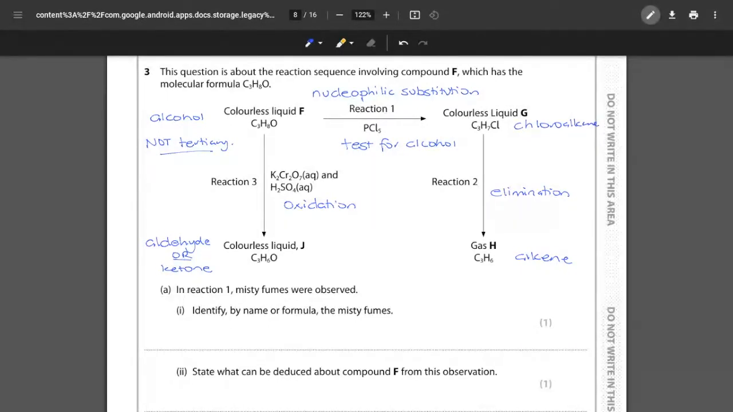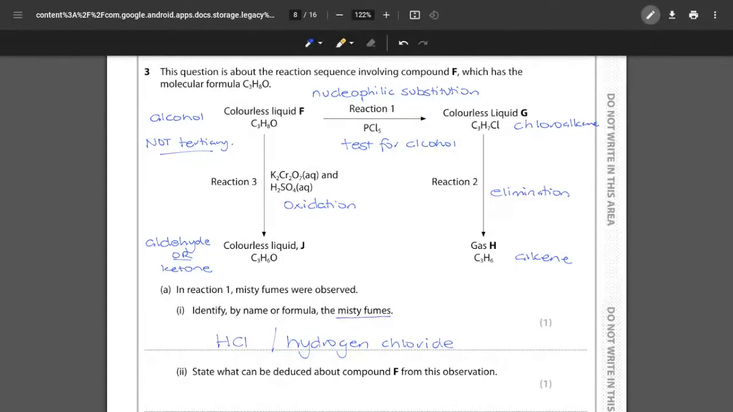So in reaction A, we're getting misty fumes being formed and we want to identify it by name or by formula, what they are. And anytime you see the term misty fumes, it is always HCl or hydrogen chloride. Very important that you don't write hydrochloric acid. It is not the aqueous acid that is being formed here, it is the gaseous hydrogen chloride.